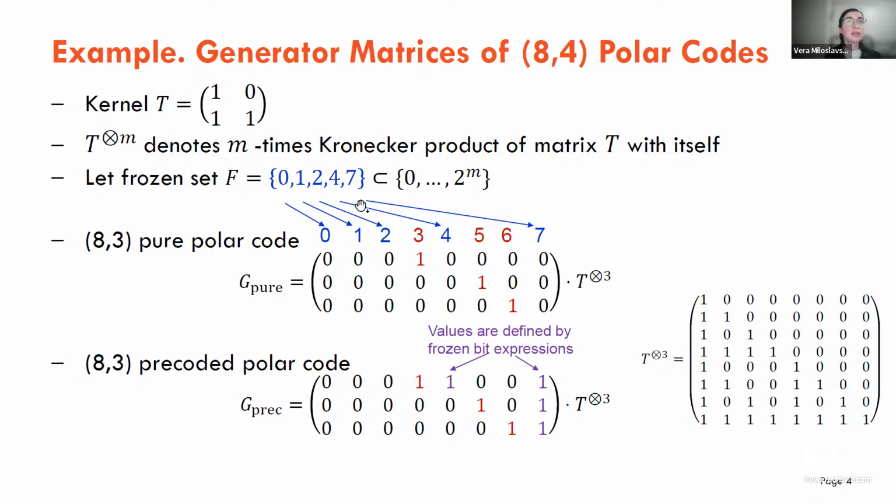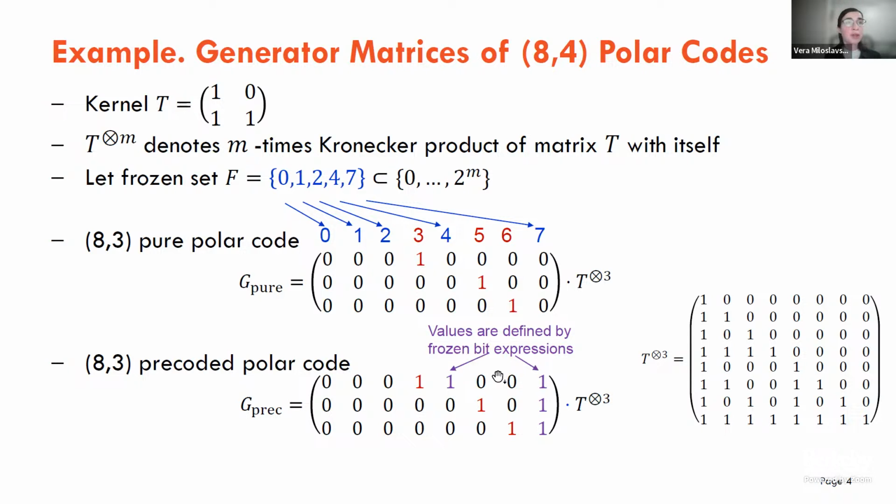Our frozen set specifies which columns in the precoding matrix should be 0. In this particular example, we have a frozen set of cardinality 5, and this cardinality is equal to the code length 8 minus the code dimension 3. So all columns corresponding to frozen positions are 0, and in the other columns, we have an identity matrix here.